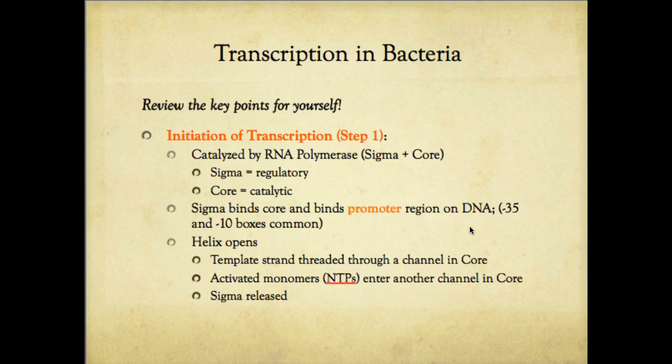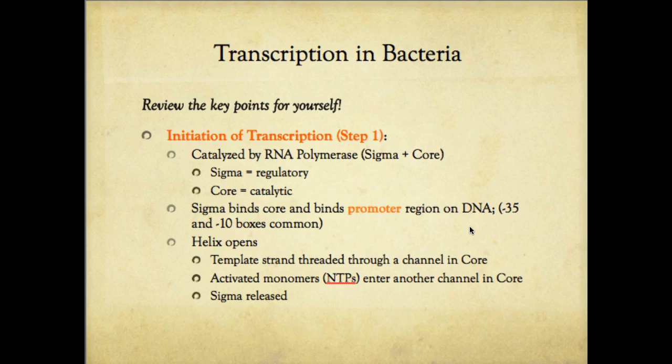Okay, now once sigma has bound and has brought the core into position, the double helix of DNA is going to open. Now, the sigma and core of RNA polymerase are enormous proteins. The core, in particular, is large, and it has empty channels or tunnels in it, just like the empty tunnels we talked about when we talked about the ribosome during translation. So what's going to happen is sigma is going to help get the template strand threaded into one of the channels in the core of the enzyme.